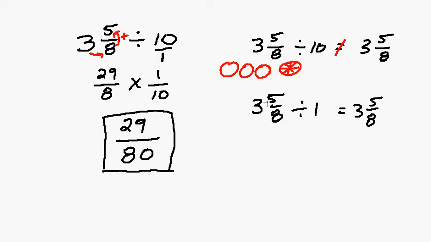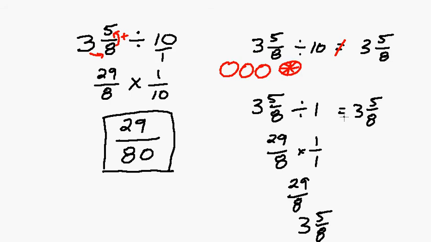But if you have 3 5/8 and you're splitting it amongst one person, dividing it into one piece, you're going to have 3 5/8. And you could go through the math of this. 29 over 8, you wouldn't want to, but I'll just show you. Times, and you flip over 1 is 1 over 1, you still end up with 29 over 8, which turns back to 3 5/8. You don't have to do that. Anytime you're dividing by 1, you know it's going to be just the number that you started with, or multiplying by 1. Anytime you multiply or divide by 1, the answer just stays the same. But dividing by 10 is going to change the answer.